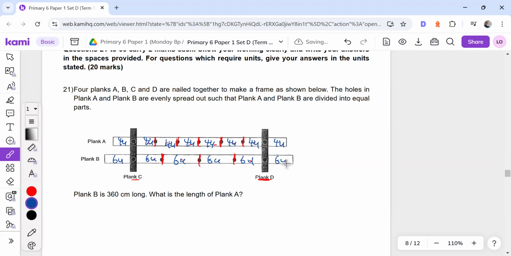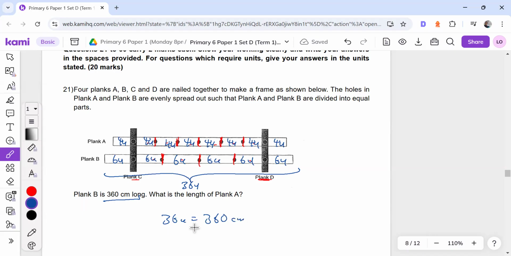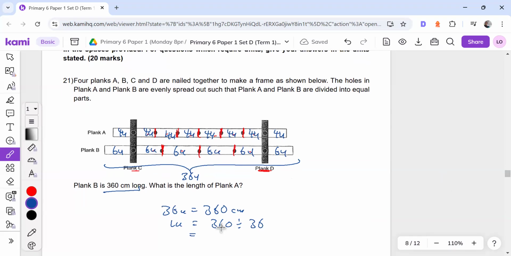So what's the lesson here? You need to look closely and see whether you can use a method. It looks like a model. So you cut it into rectangles, it becomes a model already. So plank B is 360 cm long. Count the units. 1, 2, 3, 4, 5, 6. 6 times 6, 36 units, which is equal to 360 centimeters. Then your 1 unit must be 360 divided by 36. Shortcut, cover the 0, don't cancel. 36 divided by 36 is 1 and put back the 0. So 1 unit is 10 cm.